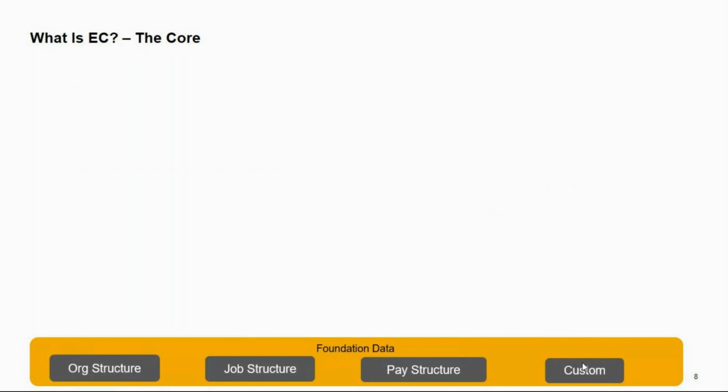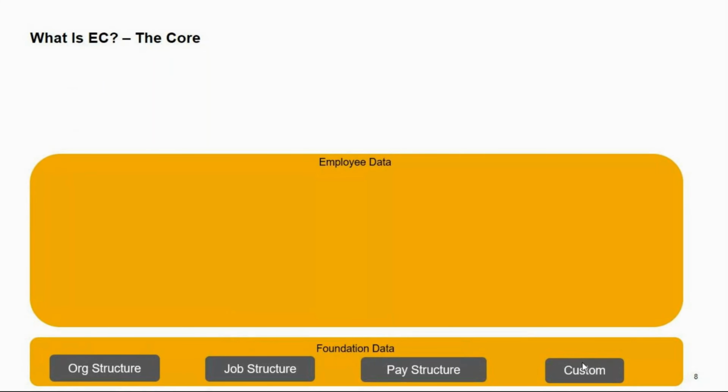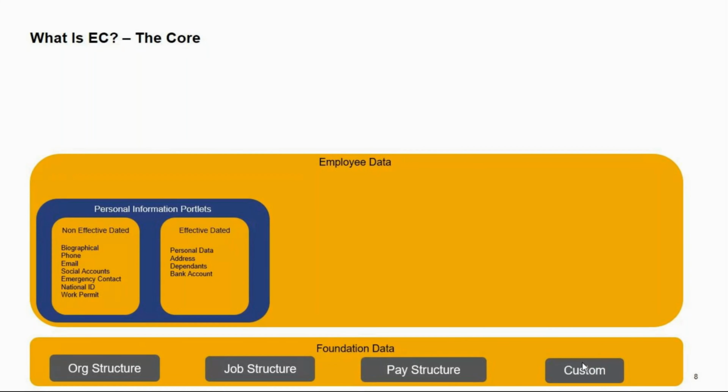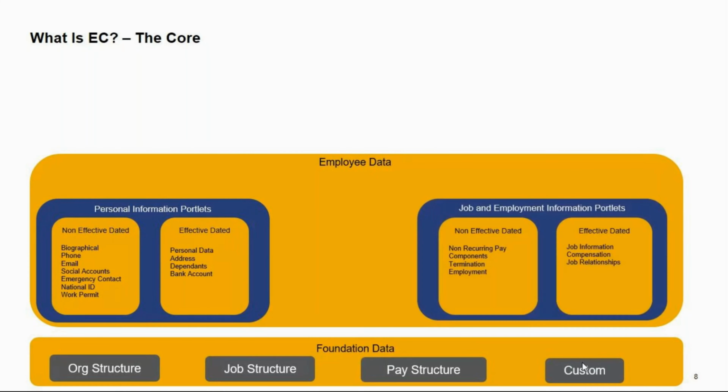Once you have your foundation objects ready, you can go and define the employee data. In Employee Central, the employee data is split into two sections. One is personal information portlets, and the second is job information or the employment information. The employee data is split into two parts. Again, within personal information, the data is again split into two parts: effective dated and non-effective dated.